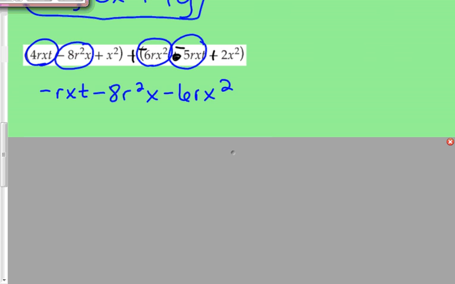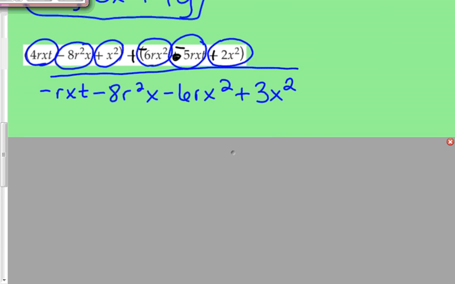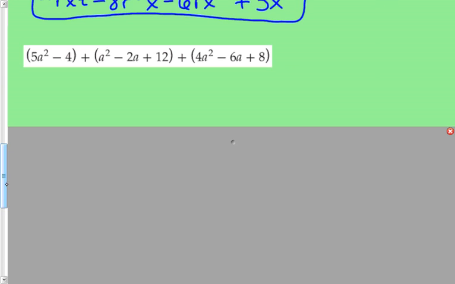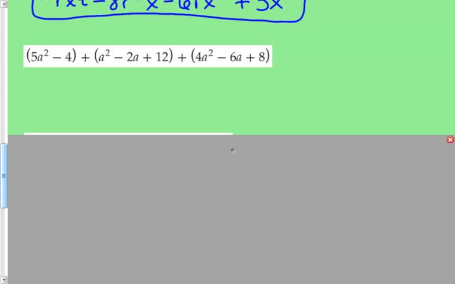And then the final one, we have a positive x squared and a positive 2x squared. We can put those together, so that'd be a positive 3x squared. And that one's finished. What you're going to notice, some of your answers will be very long. That's okay. So next we have 3 polynomials being added together.